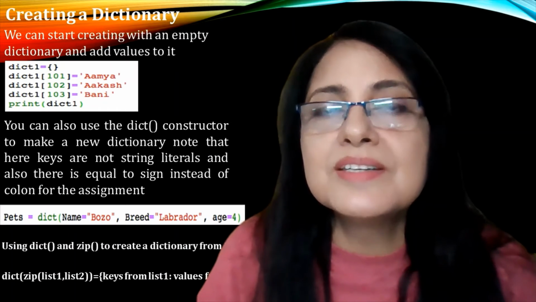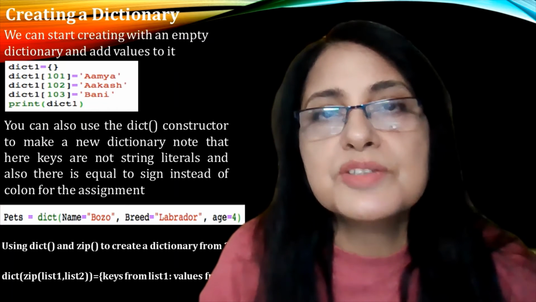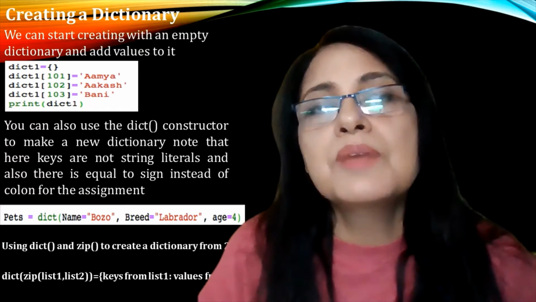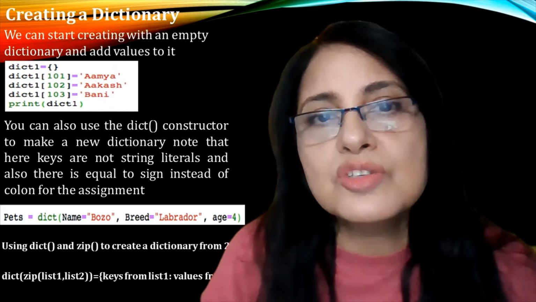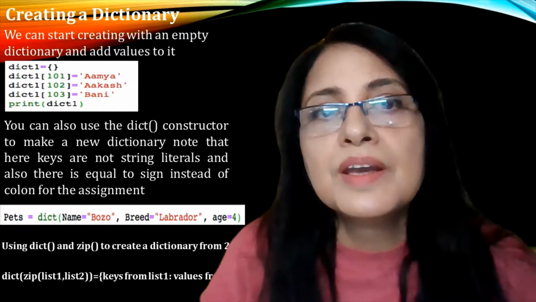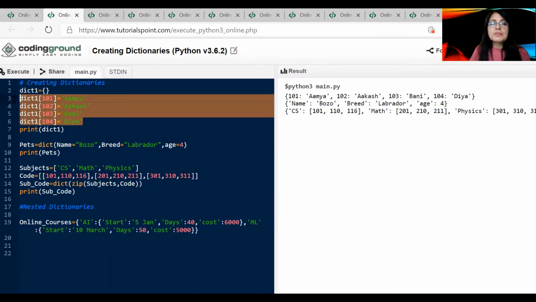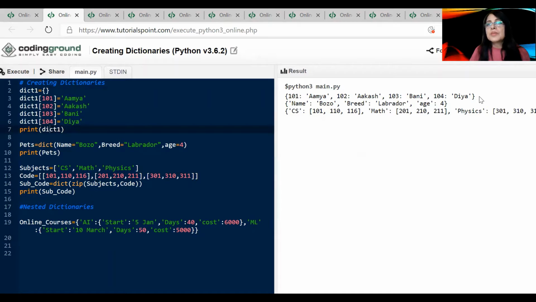We start creating dictionaries using an empty dictionary, and for every key, we'll add a new value to it. And we can also use the dict constructor to make a dictionary. We can start by creating an empty dictionary and adding key value pairs to it. We will notice that in dict1, we've added these 4 key value pairs and we print it. So we get an output of a dictionary with 4 keys and their values.